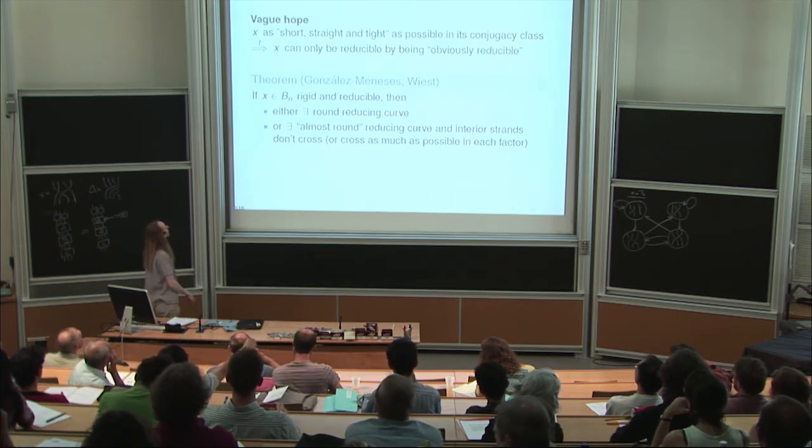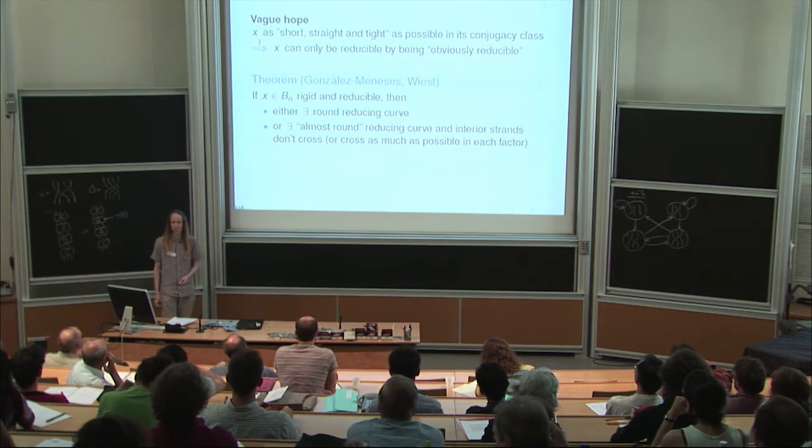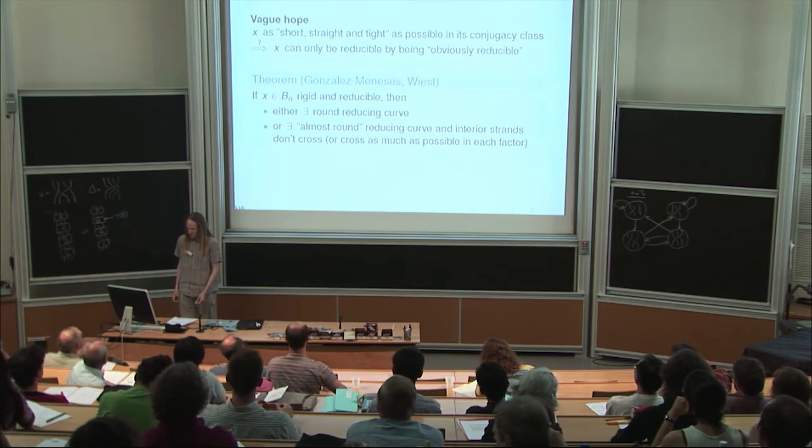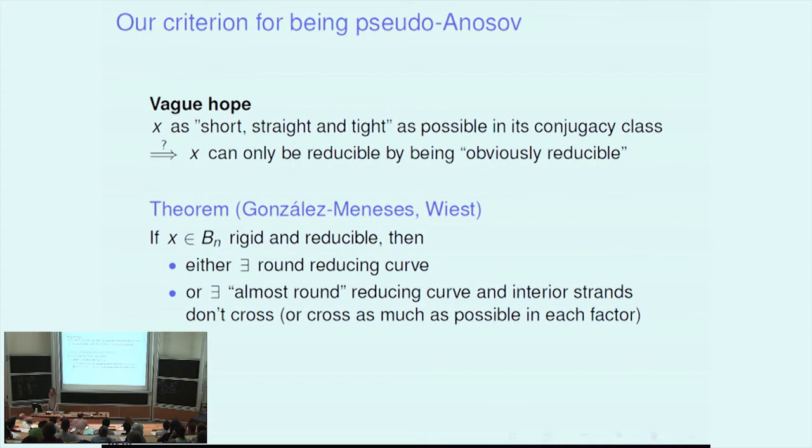Okay, our criterion, which we use for being Pseudo-Anosov. Well, let me first say the kind of vague hope: given a braid, choose some conjugate braid which is as short and straight and nice and tight as it can get within its conjugacy class. Then the only reducing curves should be nice, obvious reducing curves, not messy ones.